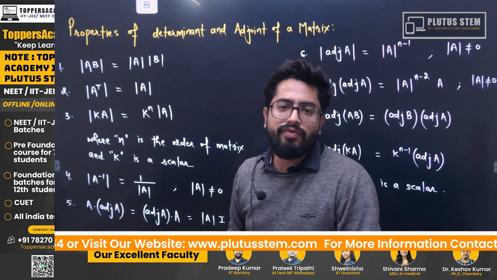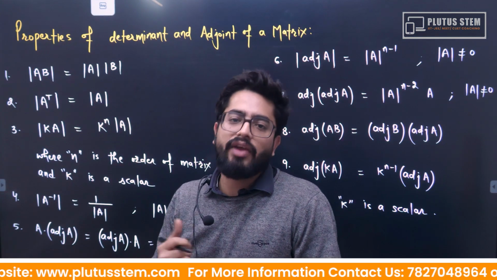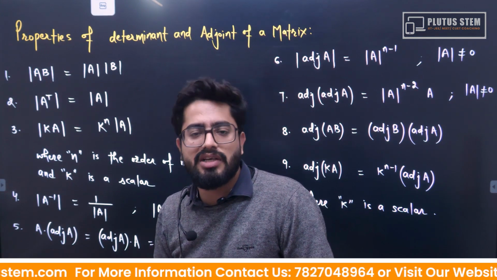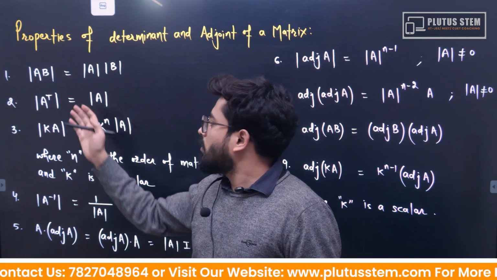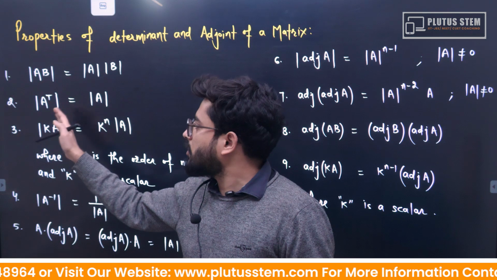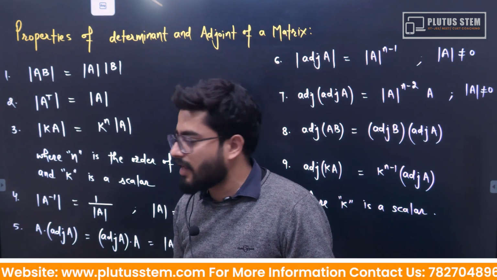Second one is determinant of A transpose, which is equal to the determinant of A. You know the meaning of transpose: transpose means you are interchanging your rows with the corresponding columns. So determinant of A transpose is the determinant of the matrix A.